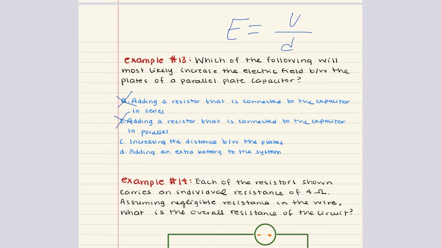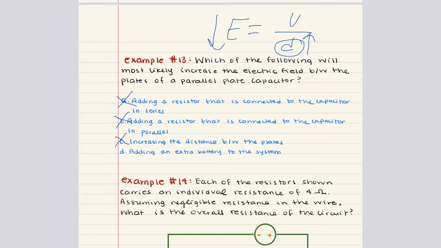Answer choice C says increasing the distance between the plates. If we increase the distance between the plates, then the denominator in the electric field equation is going to increase, meaning that the electric field strength decreases. Therefore, increasing the plate separation will actually reduce the electric field between the plates and not increase it. So answer choice C is also incorrect.